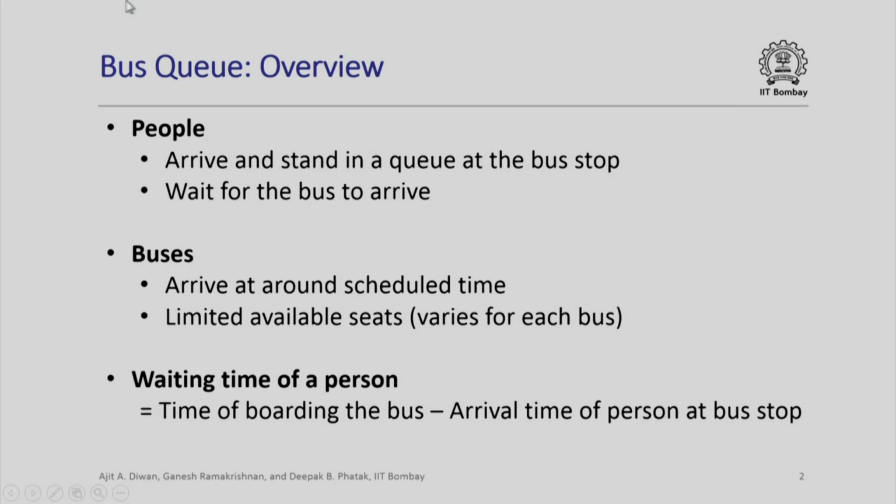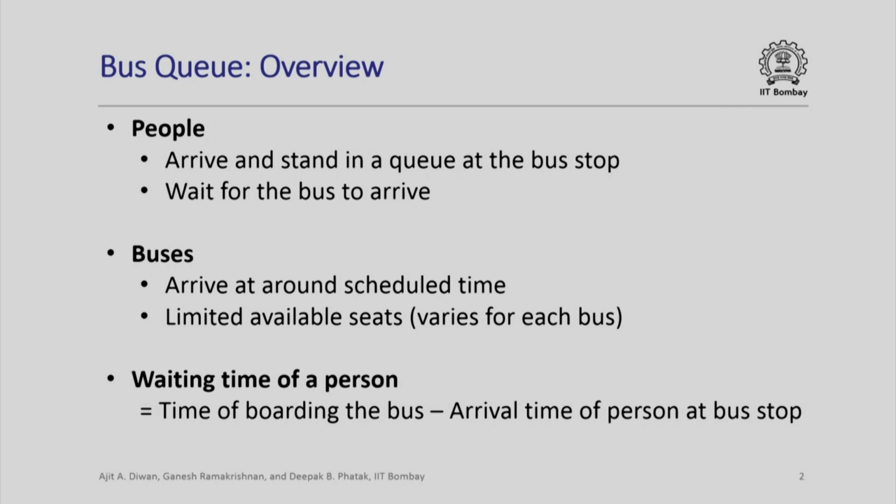So to recapitulate, people will arrive and stand in a queue at the bus stop. We will note an arbitrary time of arrival of each person. Similarly, buses will arrive at the scheduled time or around it. There will be limited available seats in every bus. Again, we will arbitrarily assign the number of seats available in any bus or the actual bus arrival time.